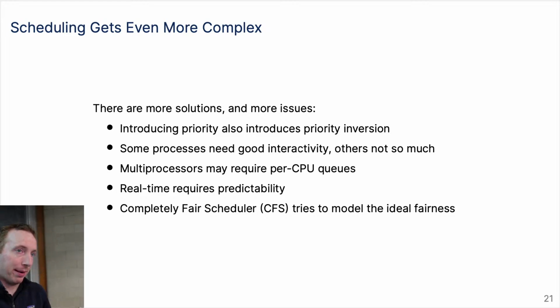Then we saw what happens if you need to schedule across multiple CPU cores, and one solution is just to require per-CPU queues or schedulers. Then we saw real-time briefly, and it requires being predictable. And then finally, we saw the completely fair scheduler, which is actually used by the Linux kernel and essentially everything else, and that tries to model the ideal fairness.